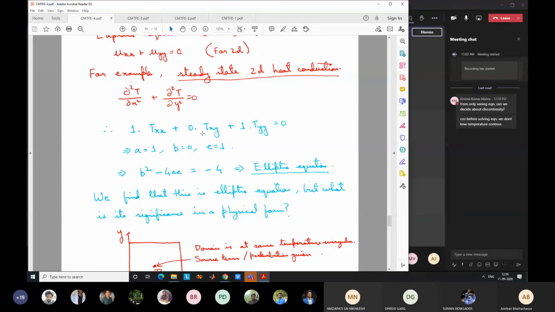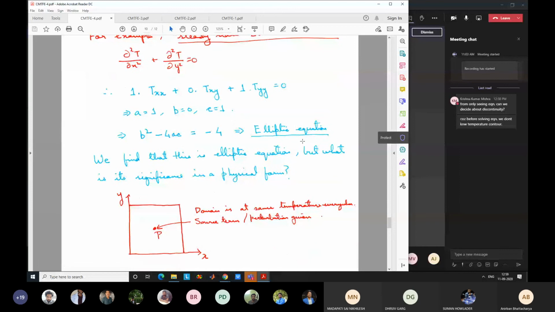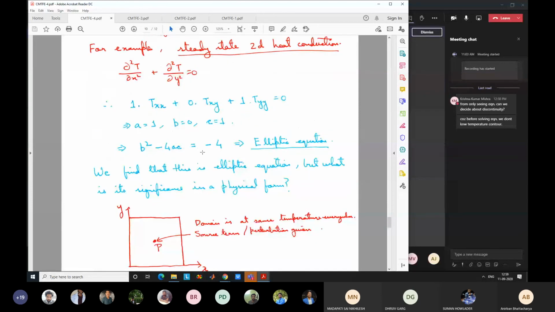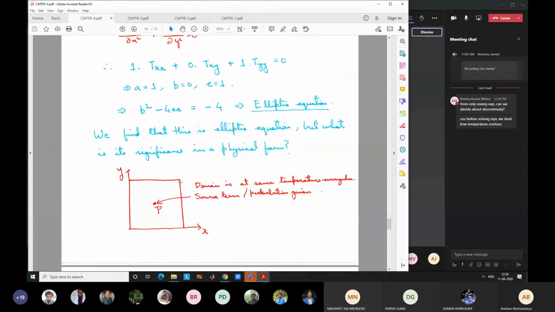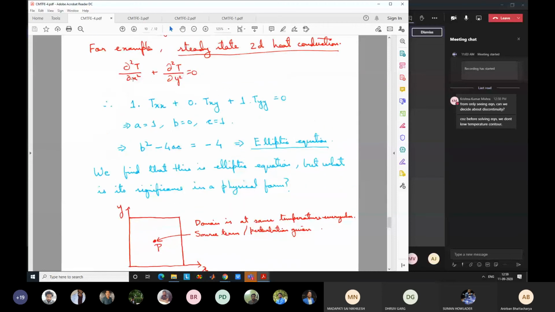Okay, correct, because before solving you don't know the temperature contour. But you can calculate b square minus 4ac in this case, and you know that it is an elliptic equation. Okay, so we should devise a strategy which is best for elliptic equations. Okay, so yes, you are correct. I understand your point that we don't know the temperature distribution. So hence, how will we know that we have to devise a strategy for an elliptic equation? So if we calculate b square minus 4ac, we know that it's an elliptic equation, we devise the strategy.